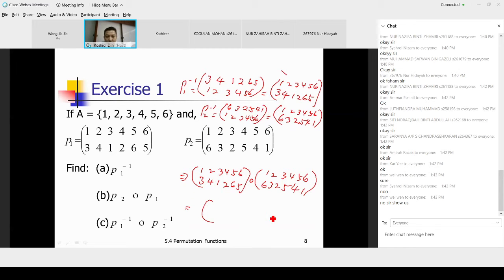Okay, it will be 1, 2, 3, 4, 5, 6. So 1 maps to 6, 6 maps to 5. The answer will be 1, 5. 2 maps to 3, 3 maps to 1. It will be 2, 1. 3 maps to 2, 2 maps to 4, so 3, 4. 4 maps to 5, 5 maps to 6, it will be 4, 6. 5 maps to 4, 4 maps to 2, so 5, 2. 6 maps to 1, 1 maps to 3, so 6, 3. So this is the answer.